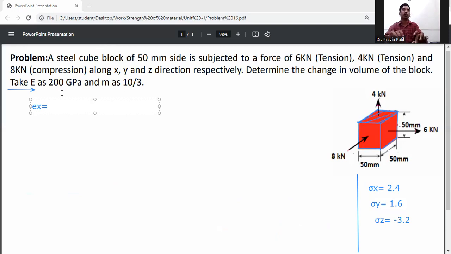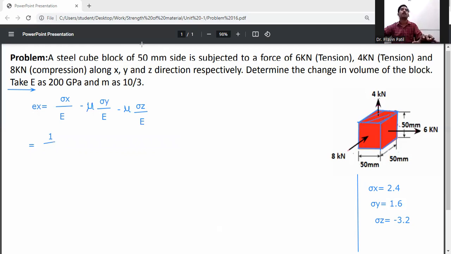Ex is equal to, the formula is, sigma x by E, minus mu sigma y by E, minus mu sigma z by E. So put all these values here. 1 by E is common, modulus of elasticity is common.